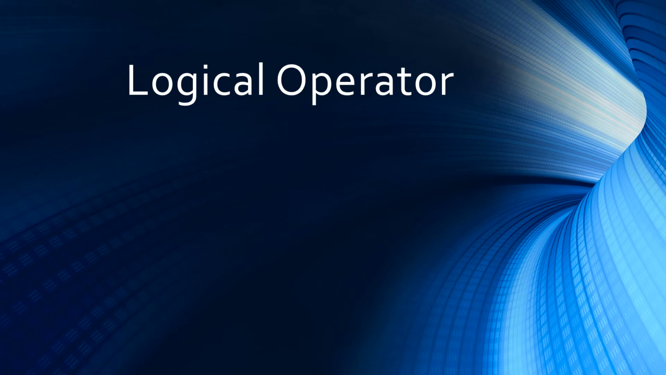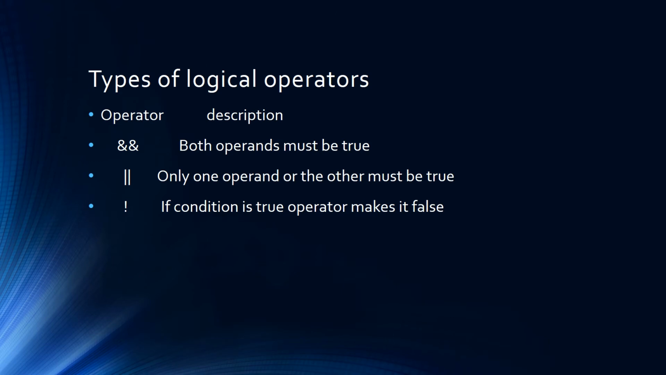Okay, now I will talk about logical operators. There's three types of logical operators. These are the Boolean operators, as you could say. There's the AND operator, which uses two ampersands. If you're using an AND and you want the statement to be true, both operands must be true for the statement to be true. On the other hand, the next one, with two vertical lines, is the OR operator. Only one operand or the other must be true.